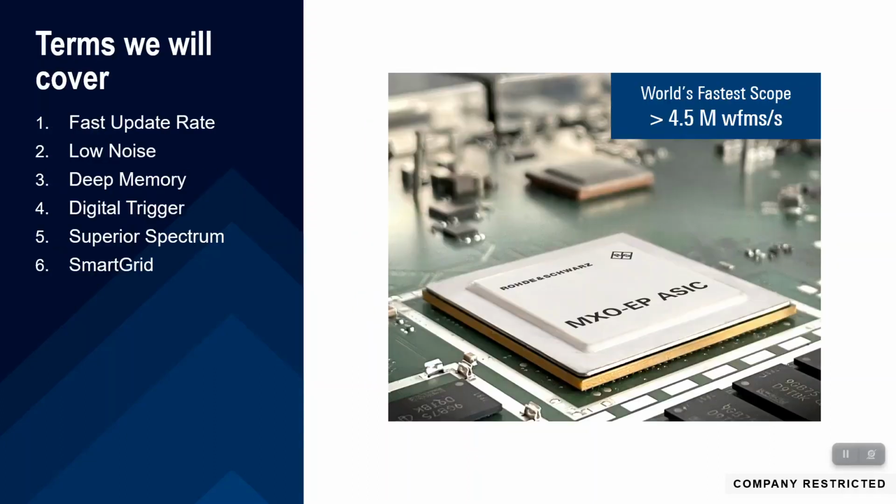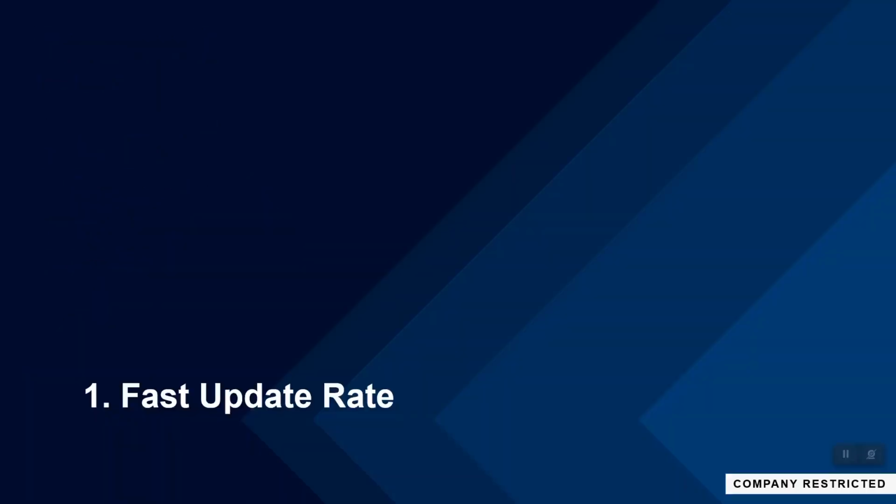So what are the key terms we're going to talk about when we talk about the 6 things your next scope needs? Here they are. Of course, with scopes, we talk about update rate and noise and memory, etc. But in this case, we're going to say that you really need to have a fast update rate, low noise, deep memory, a digital trigger. We'll talk about what that is. A superior spectrum capability, or FFT, and the Rohde & Schwartz Smart Grid, which is our user interface. And we're going to go over why we think you're going to want these and need these in your next scope. So first is fast update rate.